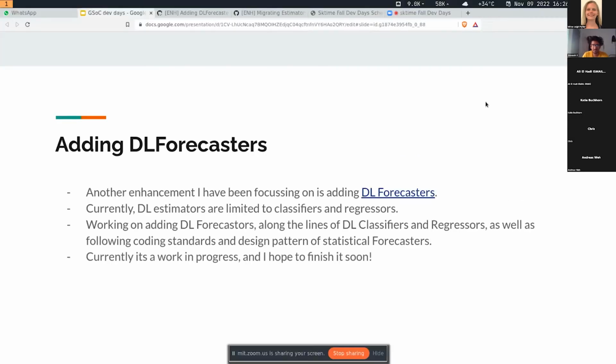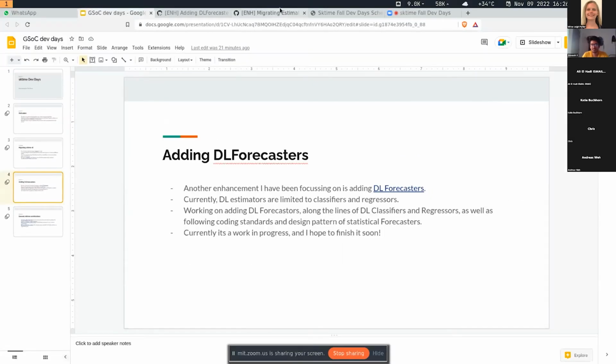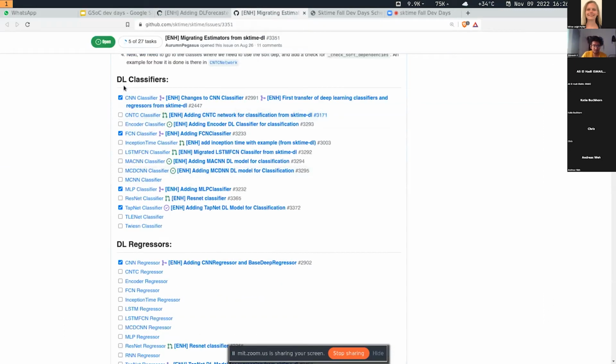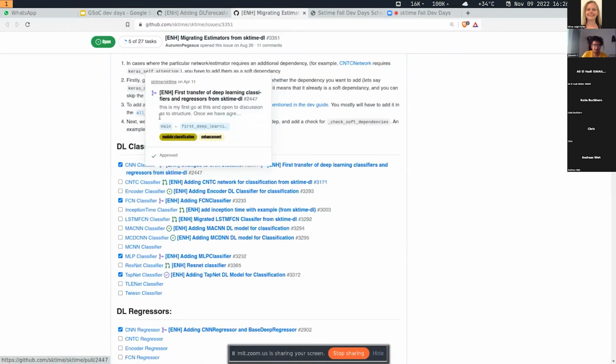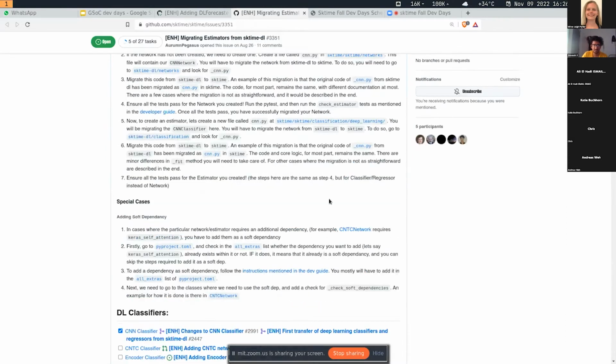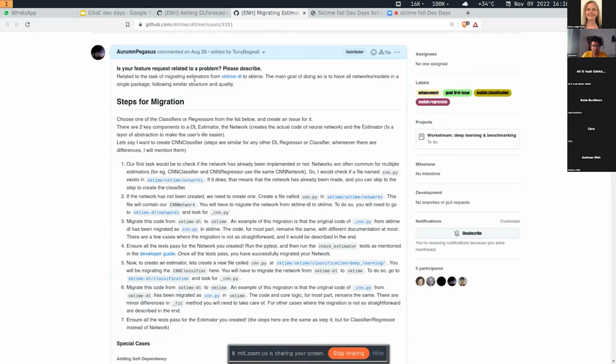And just a small idea about which particular estimators are available now. There are a bunch of estimators, so this is one of the issues with respect to migration, and it explains step by step how you can add new estimators to sktime, how you can add new DL estimators to sktime, or how you can create new DL networks to sktime, or how you can migrate from existing sktime DL networks to the main sktime module.